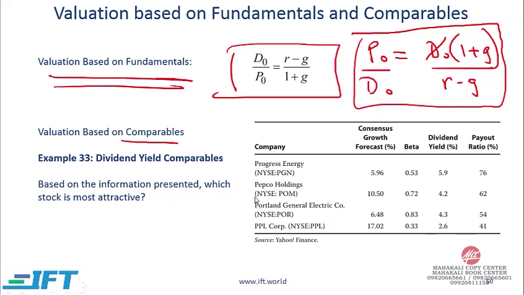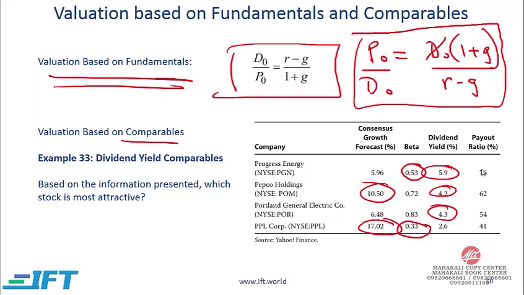So now based on the information presented, which stock do you prefer? And let's just look at the numbers. Consensus forecasted growth numbers. So who is looking good here? So if you pick the best two, it would be PPL and Pepco Holdings. Based on beta, who is looking the best, there you look at the low beta. Dividend yield, all else equal, you are looking at relatively high. So these are all roughly in the same ballpark.